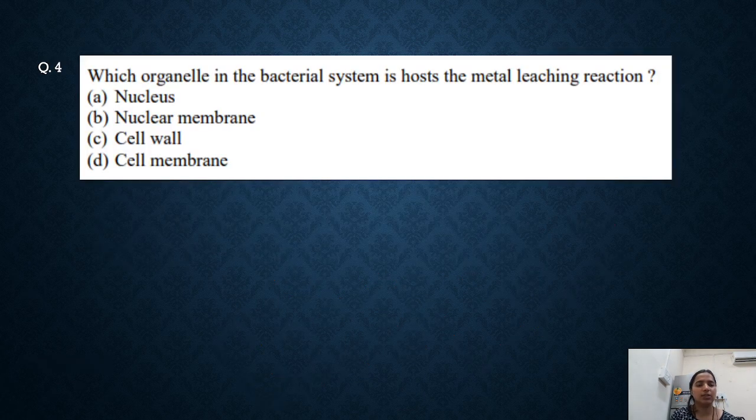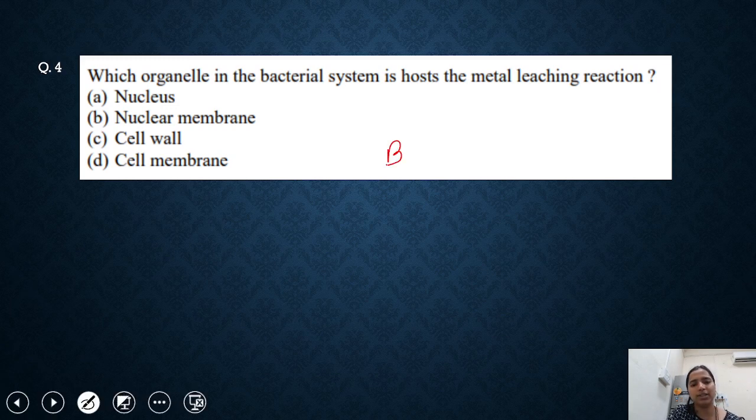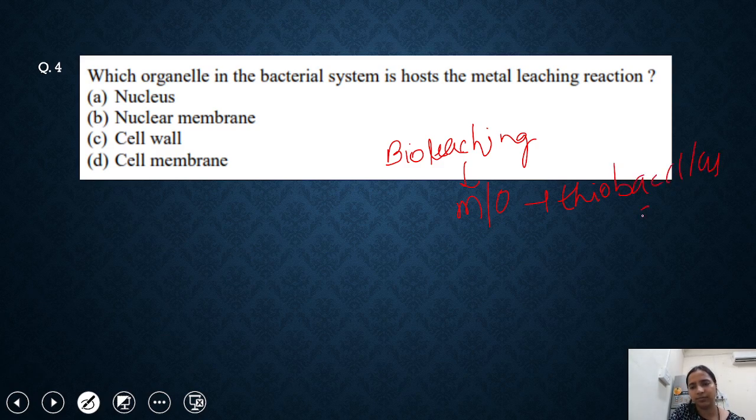Now this is the next question. Which organelle in the bacterial system hosts the metal leaching reaction? Means we are talking about bioleaching, where we use different microorganisms. Mainly Thiobacillus species is used. So they are asking, if this is the bacteria, which part or which organelle is involved in this process, bioleaching?